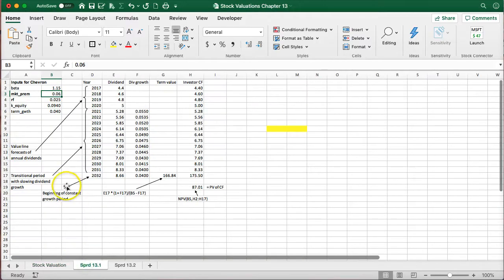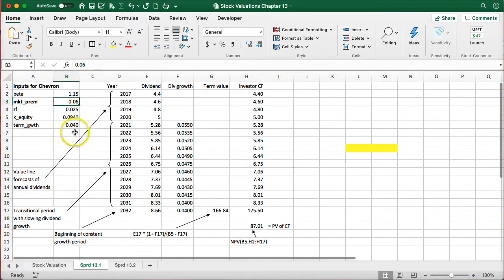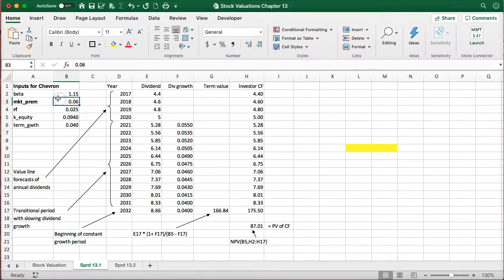Okay, let's move into spreadsheet 13.1. What we're looking at here is we have inputs for beta, the market premium, risk-free, K for equity, and the growth. Then we have the years listed here from 2017 to 2032. This is the value of the forecasted annual dividends. This is the transition period for slowing dividends, and this is the constant growth period. So here we have a mix. So we have the dividends here.